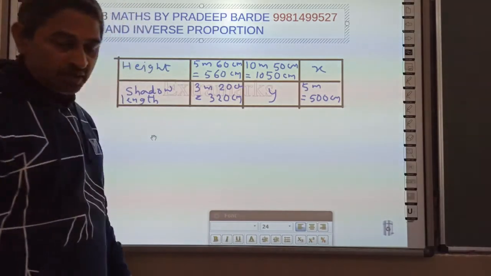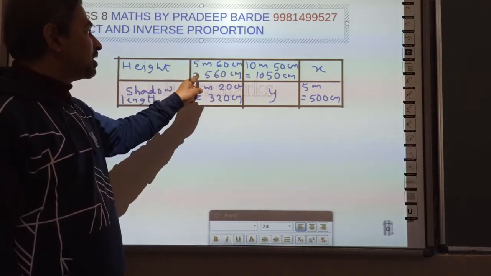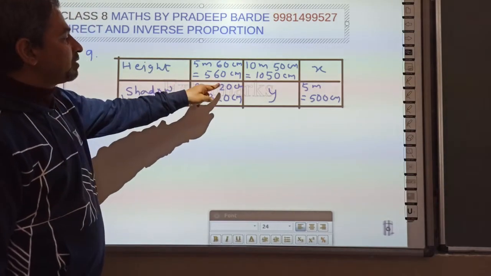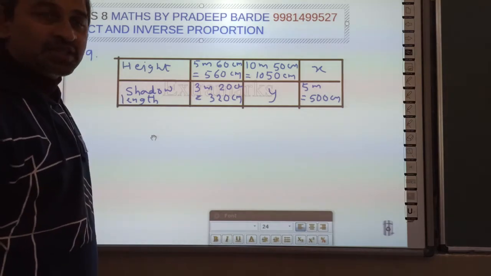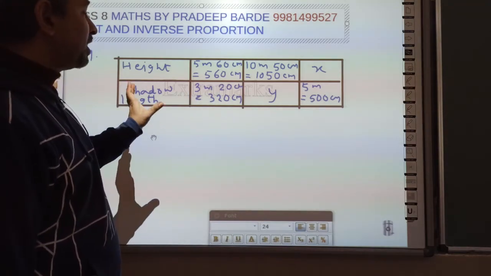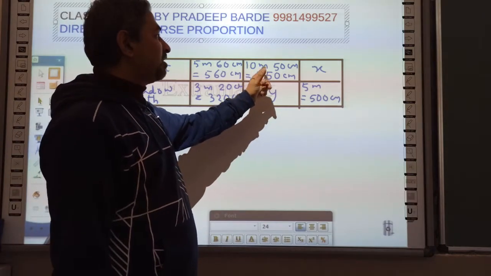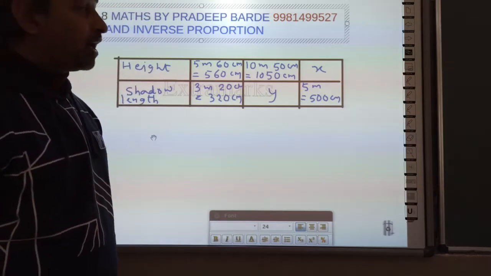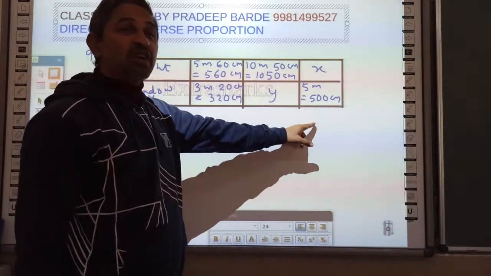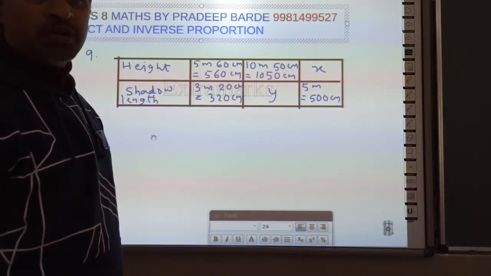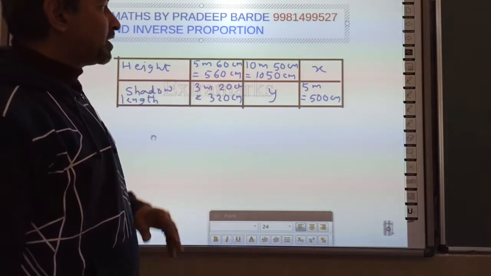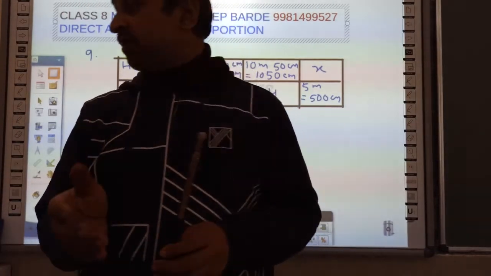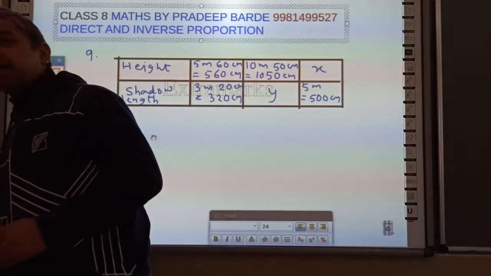हाइट ऑफ पोल इज 5 meters 60 centimeters, that is 560 centimeters. Its shadow is 3 meter 20 centimeters, that is 320 centimeters. We have to find out the length of the shadow of the pole which is 10 meter 50 centimeter high, that is 1050 centimeters high. And if the length of the shadow is 5 meters, what will be the height of the pole? Right? So we have completed the table. Now again, longer the object, longer will be the shadow.